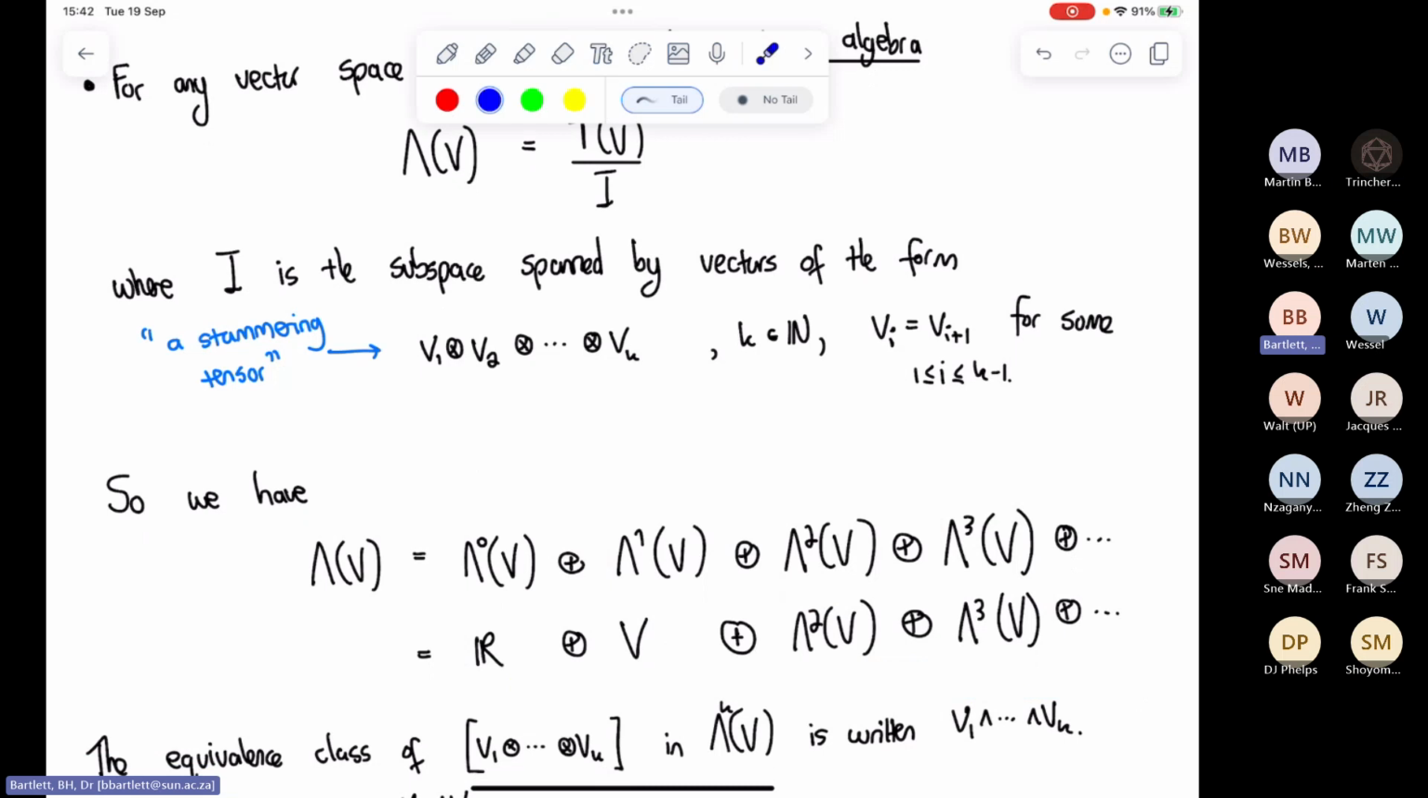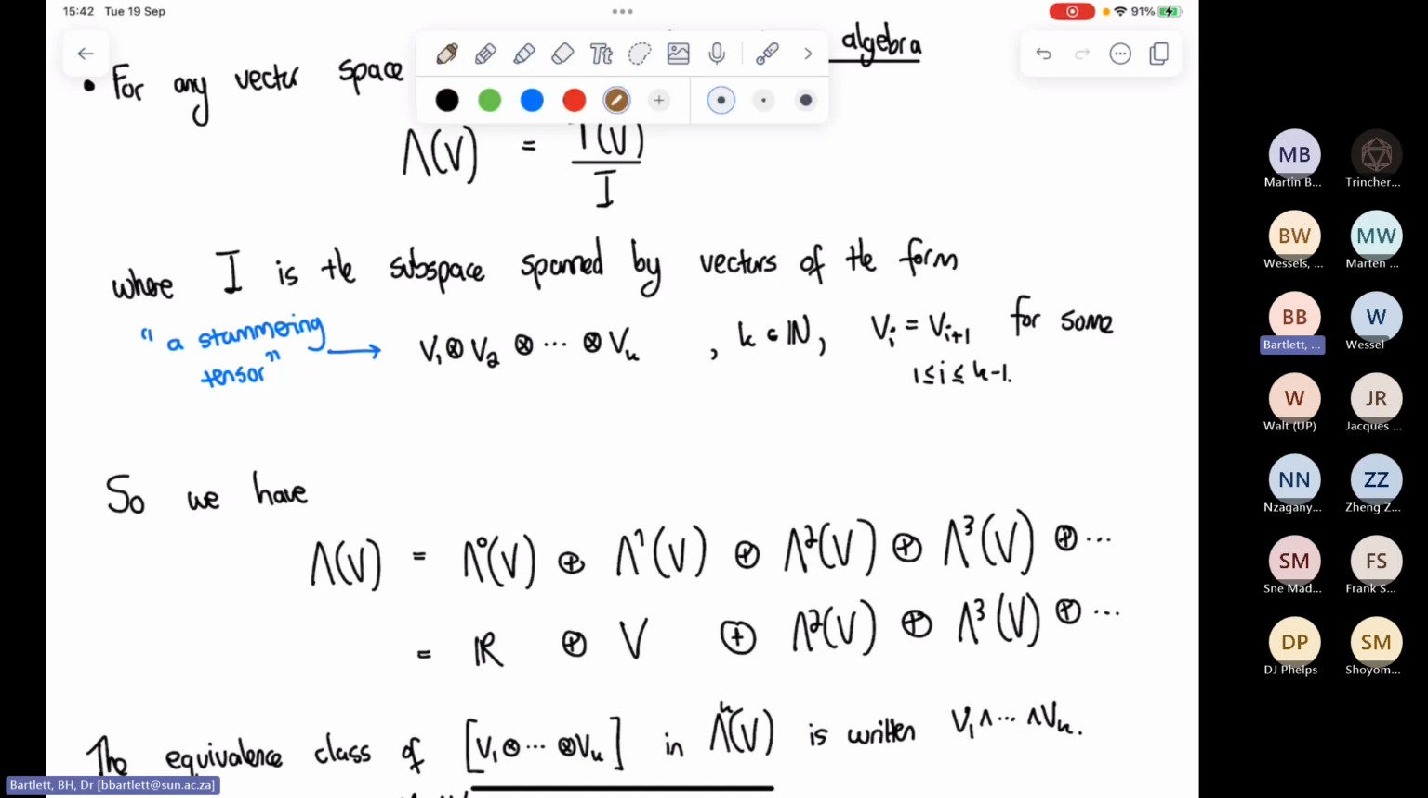Taria's got a question. Yeah, sorry, I'm failing to see how the product of a stammering tensor with an arbitrary tensor remains in the ideal. For example, if you take one of those stammering tensors and you multiply it with a sum of two tensors, like 1 plus v or something.